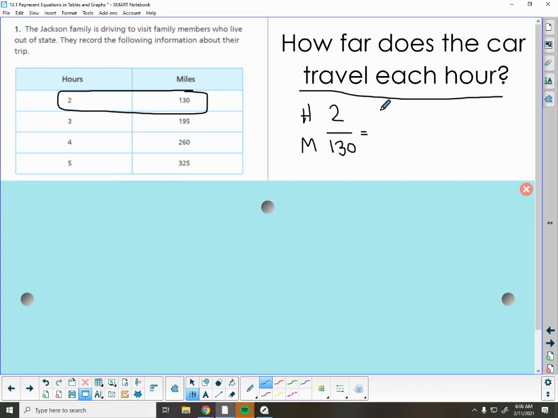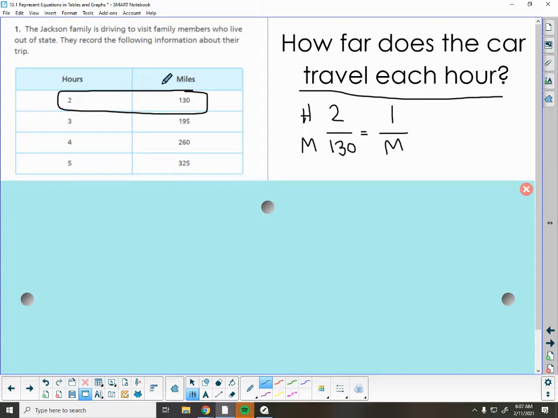And I want to know how many miles they can go in 1 hour. So I'm going to put my miles here. So I've set up this proportion. I always struggle remembering which one I'm supposed to divide. I know I have to divide to find one of these, but I can never remember.